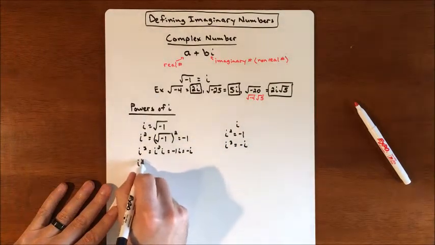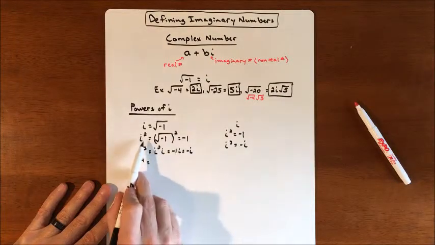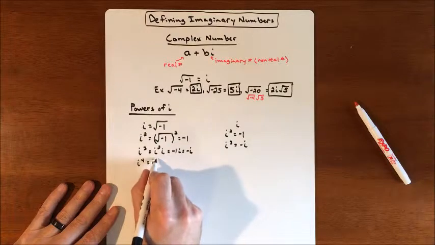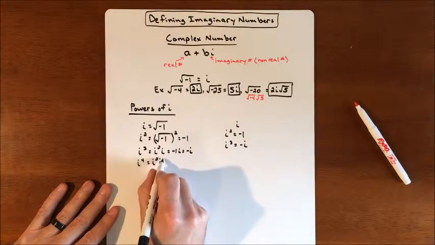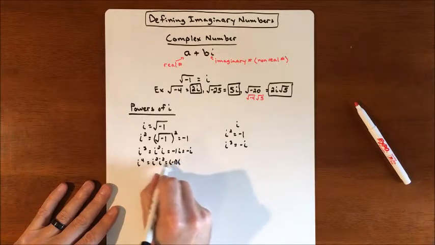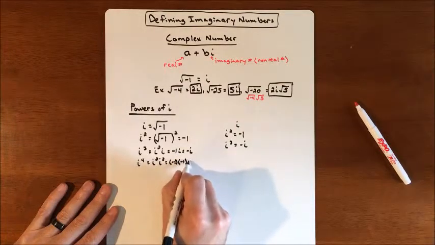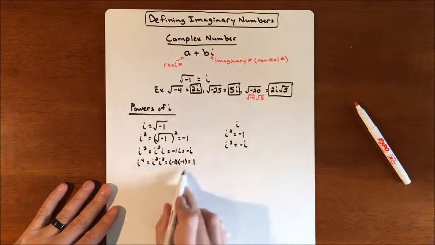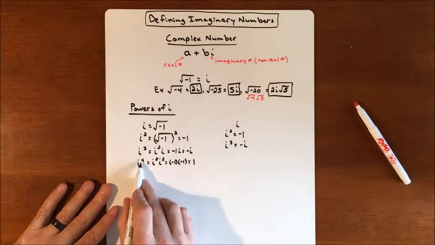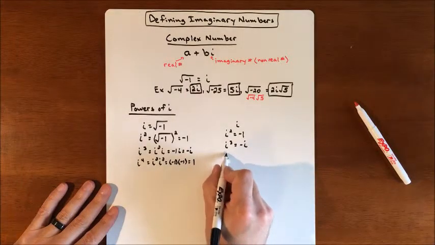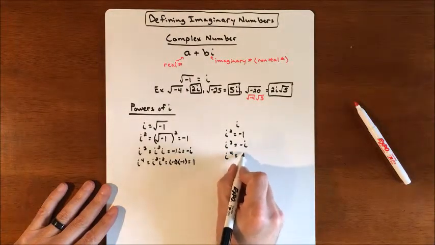i to the fourth, we're going to break into two of those: i squared times another i squared, because i squareds work out pretty nice. So that's a negative 1 times another negative 1, which makes positive 1. So actually i to the fourth just became the nicest. Any i to the fourth is always going to become just a positive 1. So i to the fourth is 1.